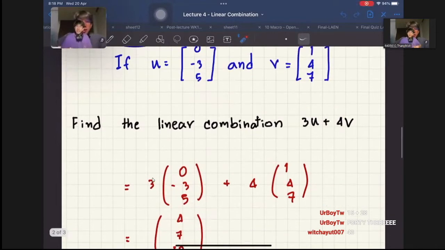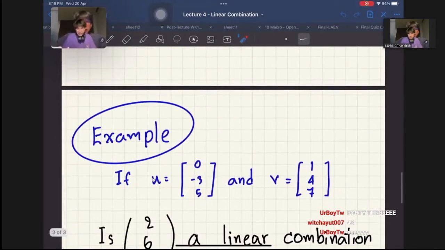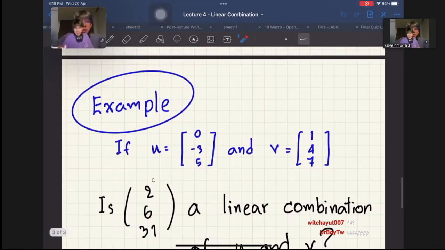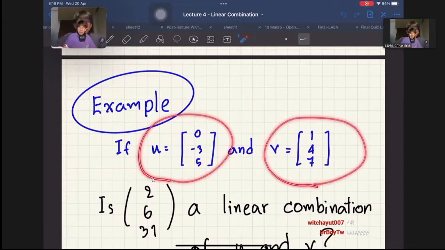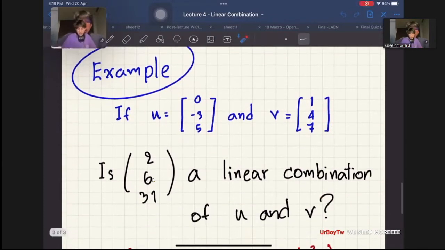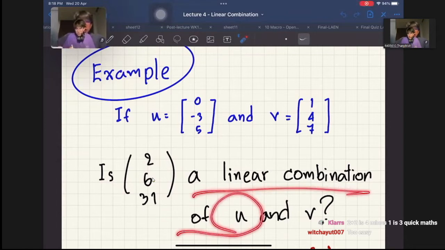This is easy, right? Very easy. And the next example is really easy too. It is the same vectors. As you can see, vector u is 0, -3 and 5, and vector v is 1, 4, 7. And this is the question: is the vector 2, 6 and 31 a linear combination of u and v?